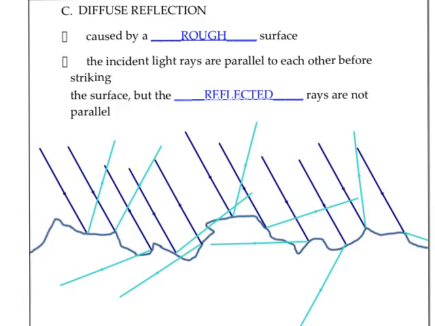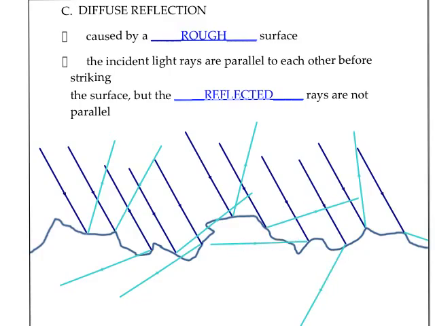So you can take a moment and pause and draw that picture on your notes. The second type of reflection is called diffuse, and it is caused by a rough surface. So this would be some sort of jagged edge that's not going to be a smooth surface. Our incident light rays are still parallel. Those are my dark blue ones, just like I did on the previous slide. So the incident ones, you can see the arrows are going toward the surface. They are all parallel to each other. However, the reflected rays are not parallel.